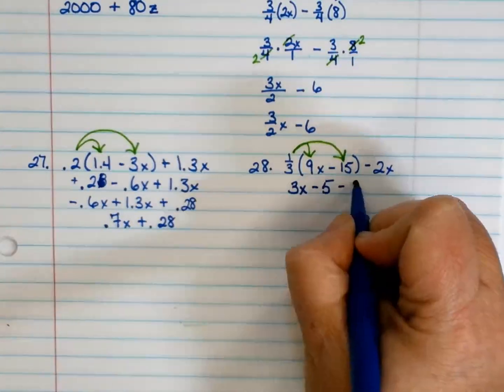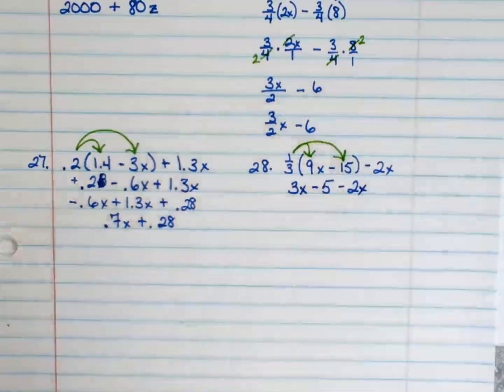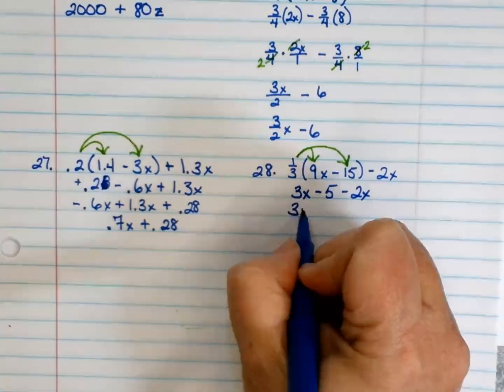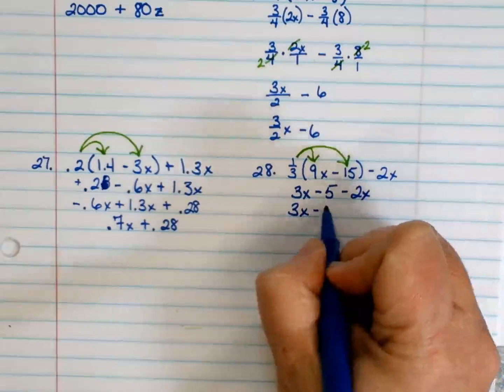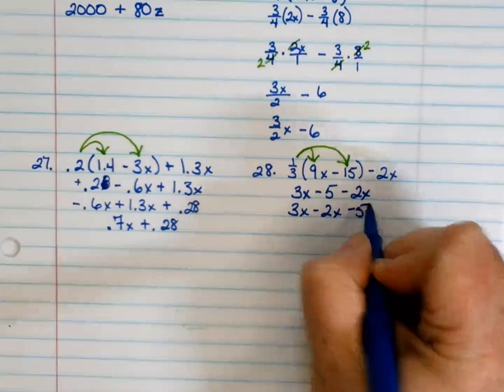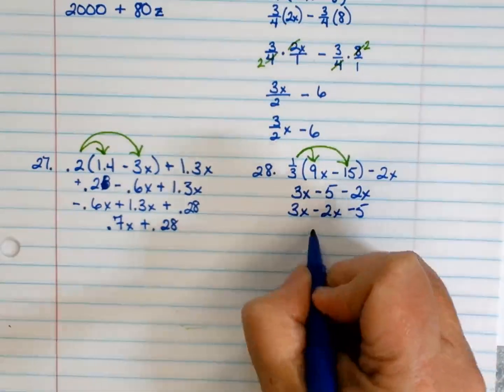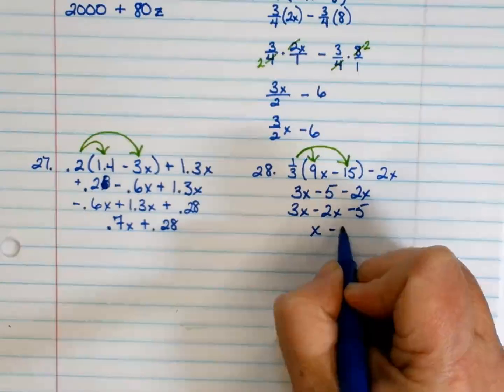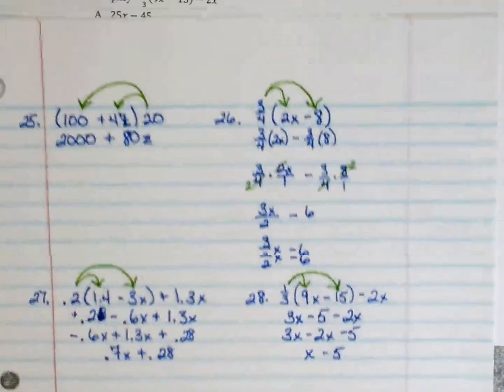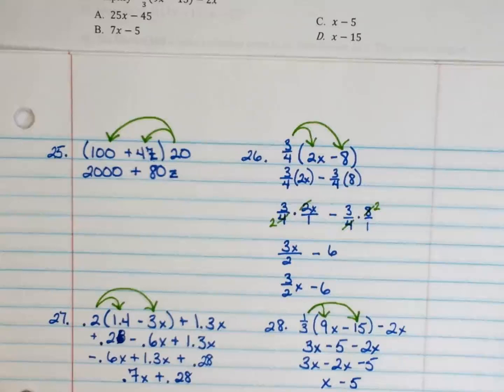minus 2x. Now I'm going to regroup it so I can combine like terms. So I have 3x minus 2x minus 5. 3x minus 2x is x minus 5. Look at that. That's letter C.